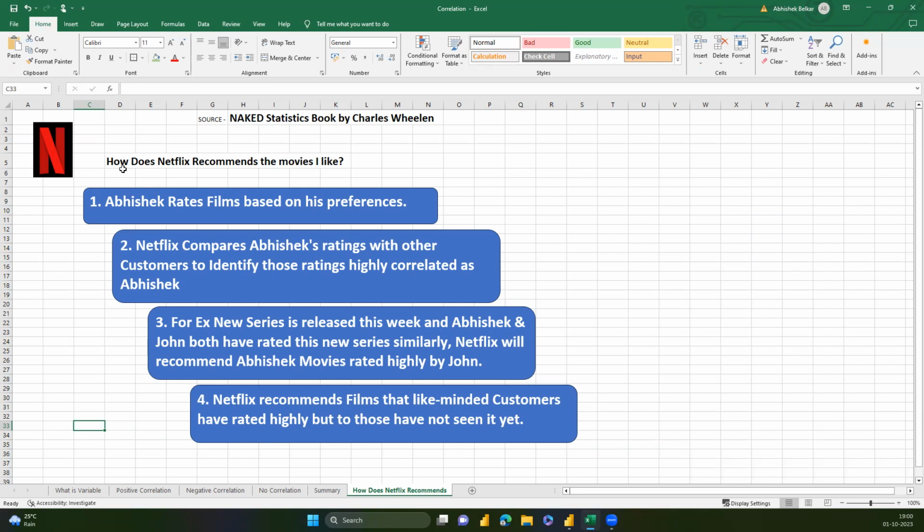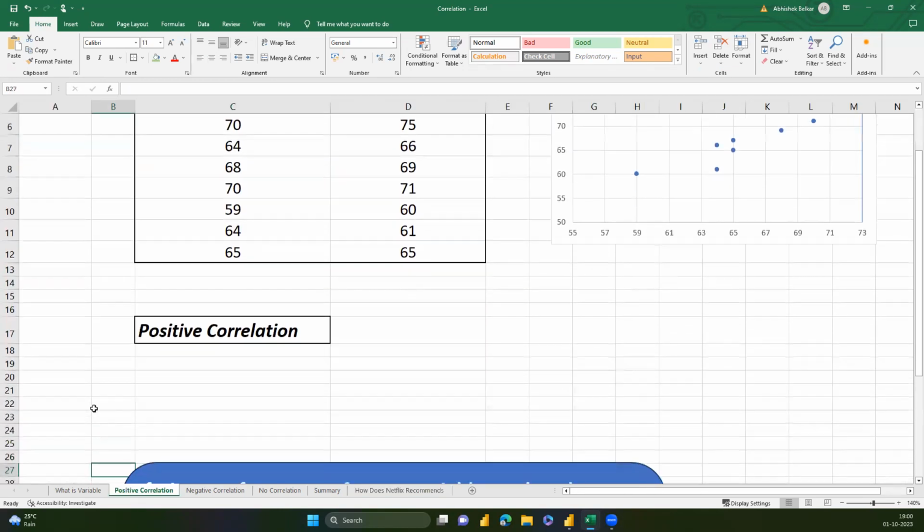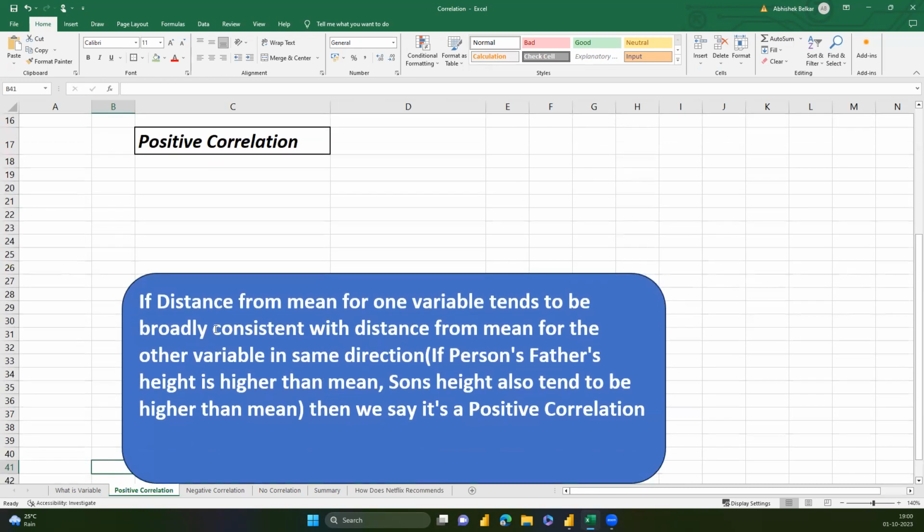Now that we have looked at the concept and the example, let's try to dive deep, underlying the concept and try to understand how mathematics works. So if I go to positive correlation back, the positive correlation states that if the distance from mean for one variable tends to be broadly consistent with the distance of the other variable, like if I'm picking an example where a person's father's height is higher than the average height of that data set, then the son's height is also higher than the average, then we say it's a positive correlation.